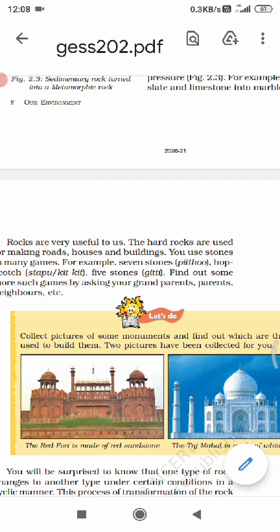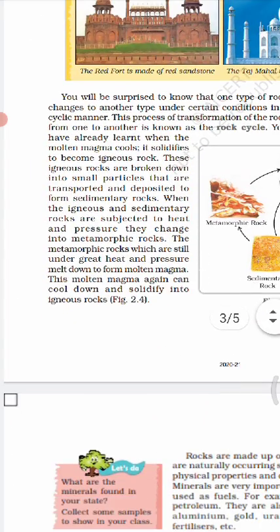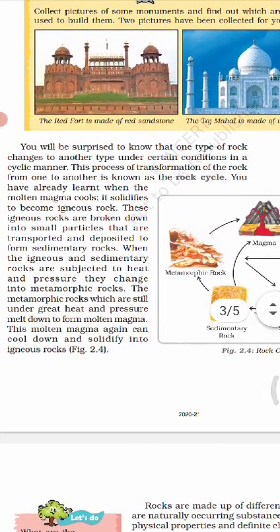And besides all this, rocks are used for making statues or sculptures also. So there also the rocks are used. So we use rocks in many ways.